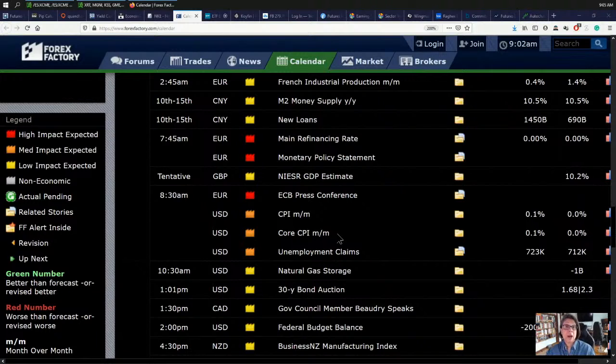Now, why do I care about the euro? Because the euro and the dollar have an inverse or negative correlation, which is to say that if the euro keeps strengthening, the dollar will keep being weak. And if the dollar's weak, the euro will strengthen. It's a really great way to gauge what's happening on the euro.